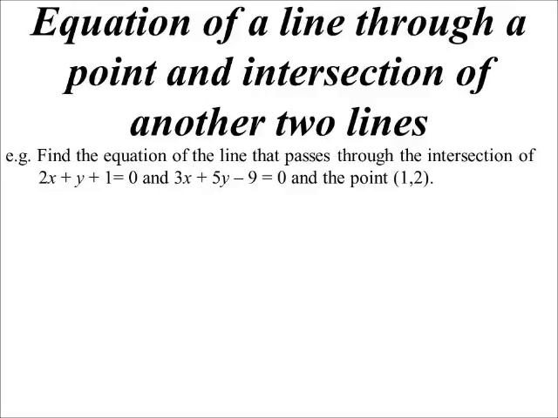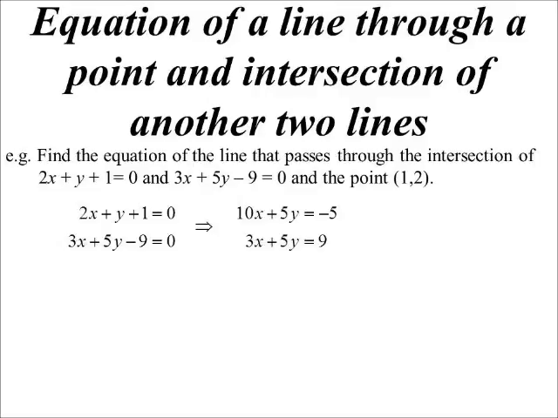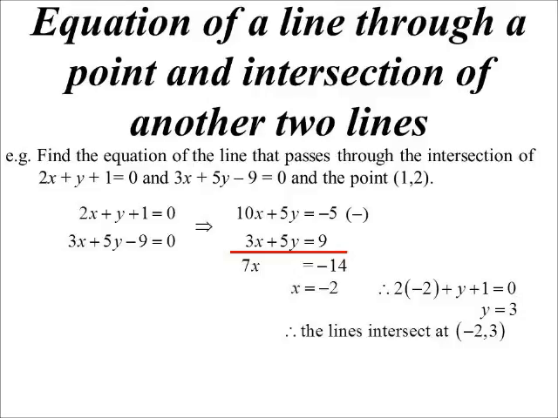Okay, so as I say, we could do it this way. We could go and solve these two lines simultaneously. I've made the coefficients of y the same, and I end up with x being -2. Subbing back in, y is 3. So the question now becomes, what's the equation of the line that goes through the point (1, 2) and the point (-2, 3)?